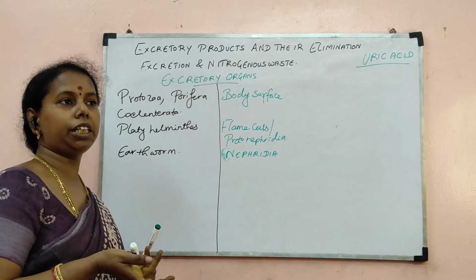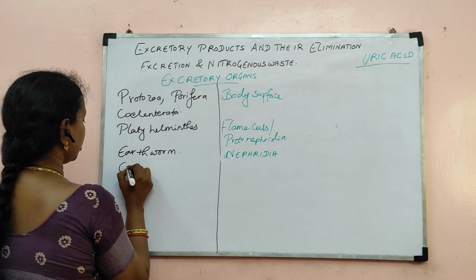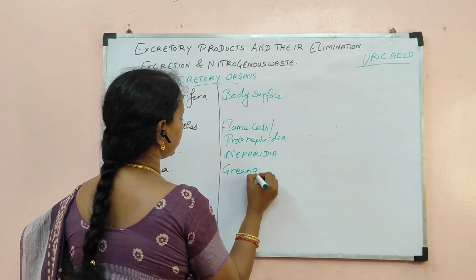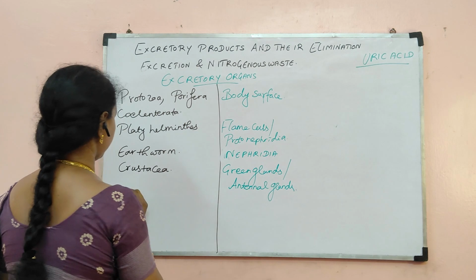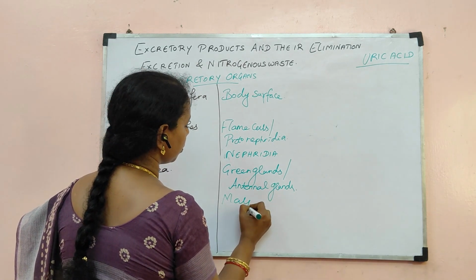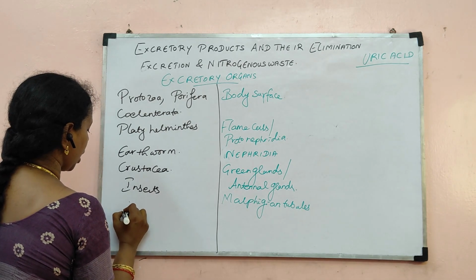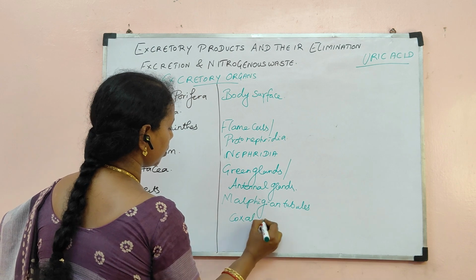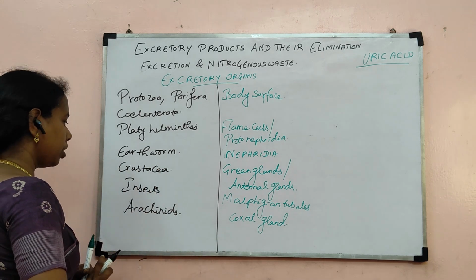In case of aschelminthes, they have renette cell or excretory pore, but it's not mentioned in NCERT. After that we have crustacea in arthropods. Crustacea have either green glands or antennal glands. Insects excrete through malpighian tubules, arachnids excrete through coxal gland. So these three come under arthropoda. Of course, earthworm we discussed in annelids.